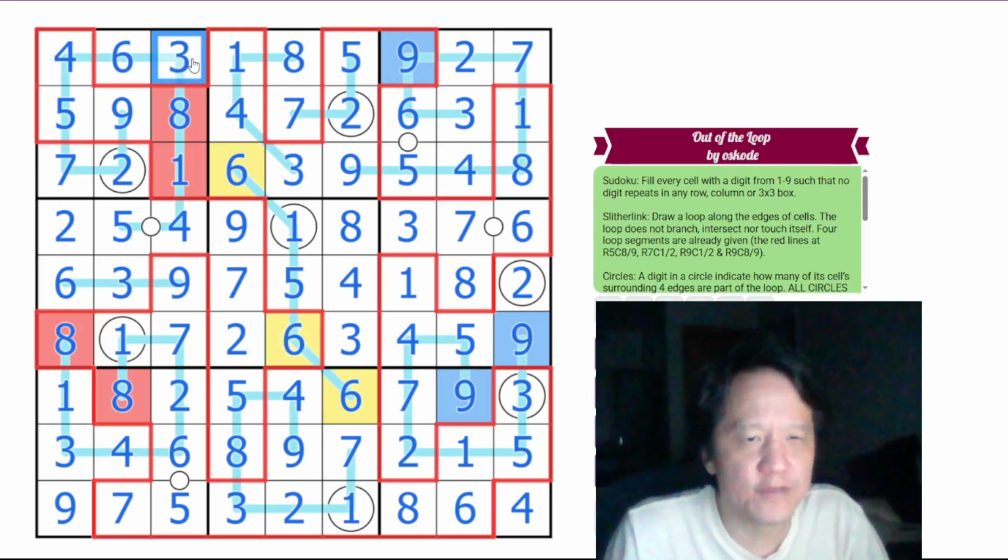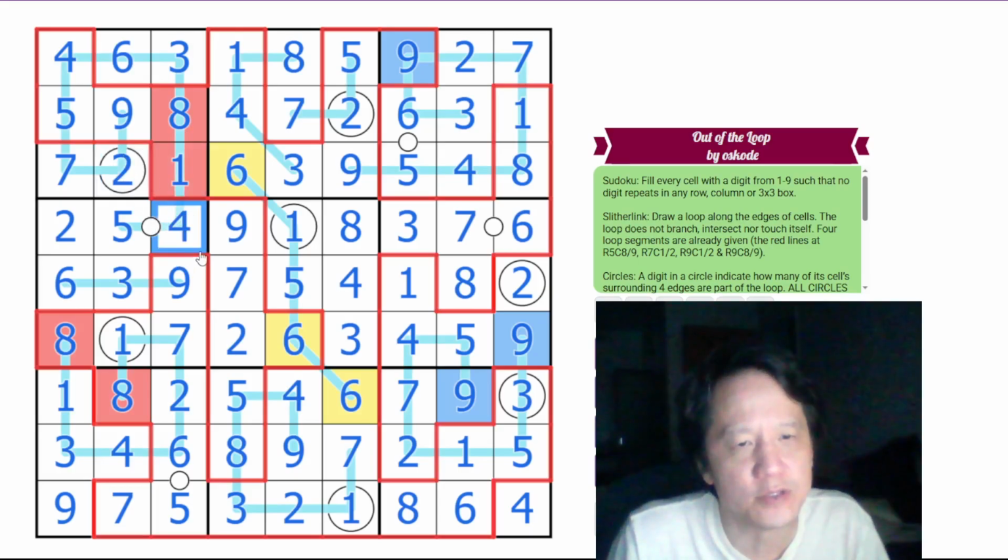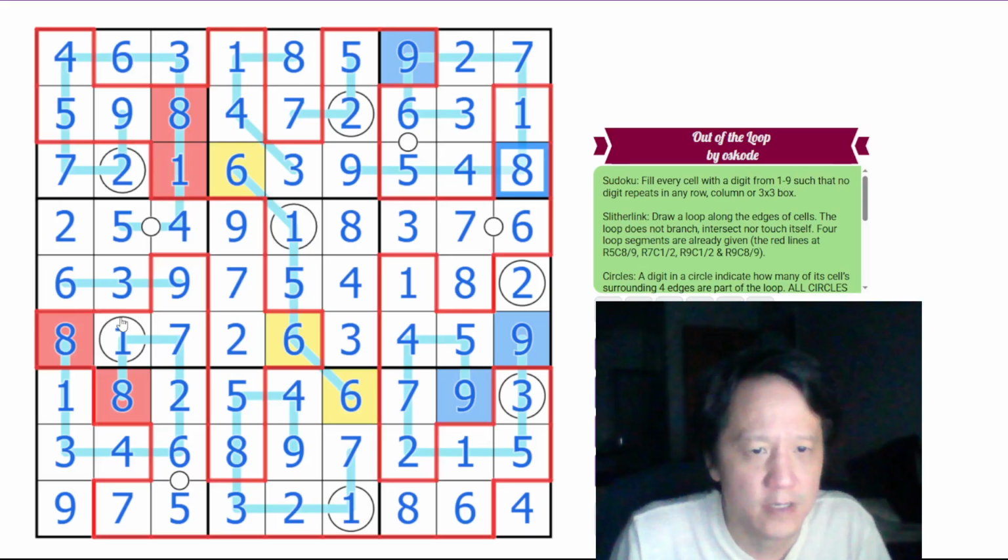3 does not have 3 Slitherlinks around it. This 2 does have only 2 Slitherlinks. This 1 has 2 Slitherlinks around it. This 1 has 3. This 2 has 2. This 3 has 1. This 1 has 3 Slitherlinks. This 2 has 1. This 3 has 1. This 1 has 1 Slitherlink around it. This 2 has 0. This 3 has 2.